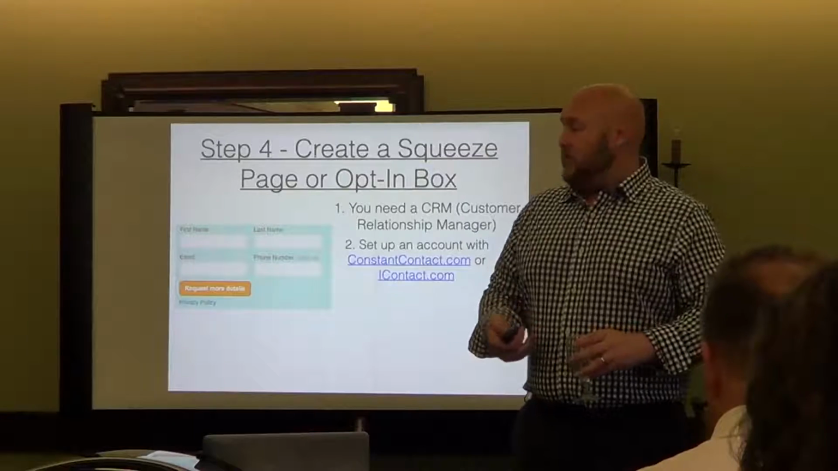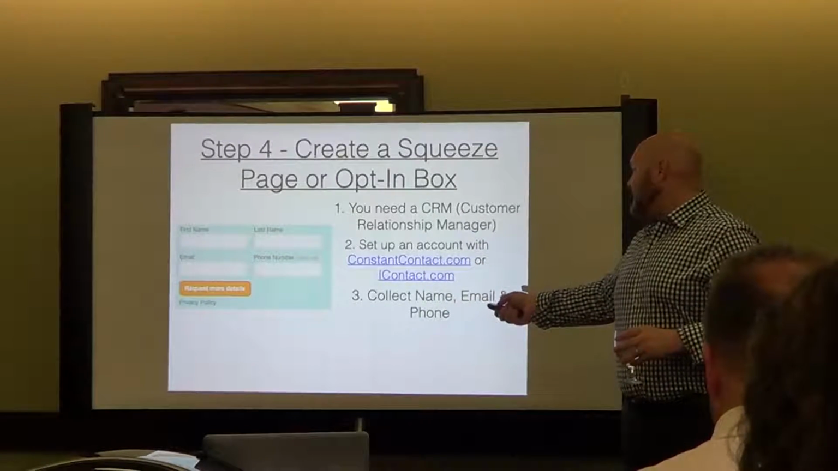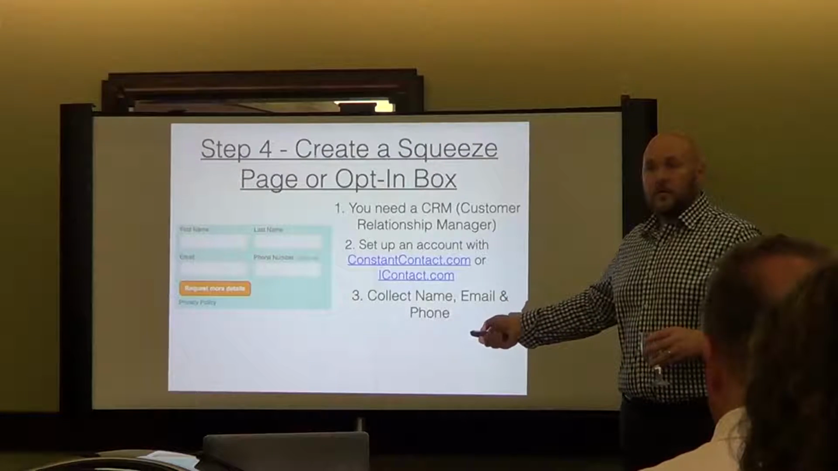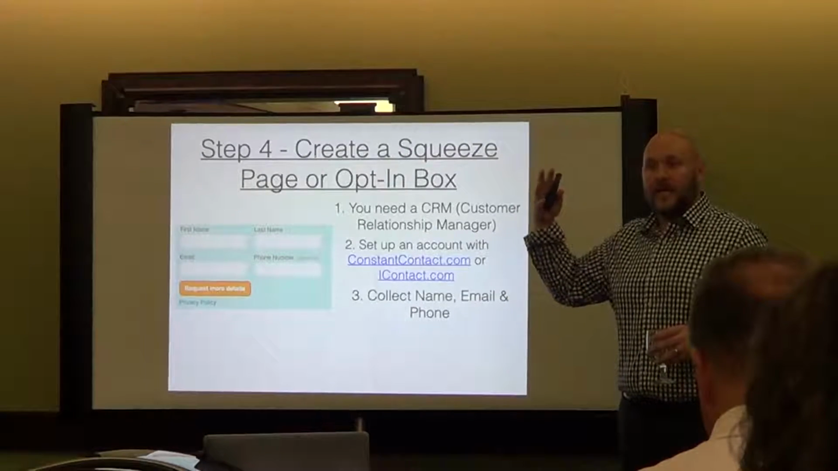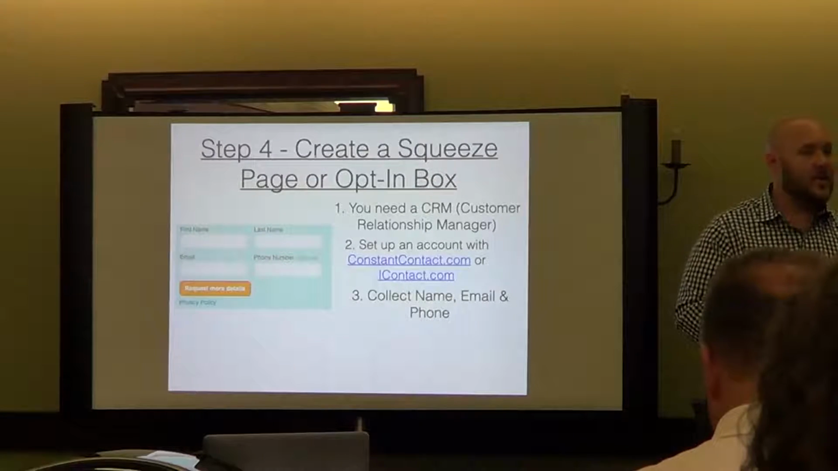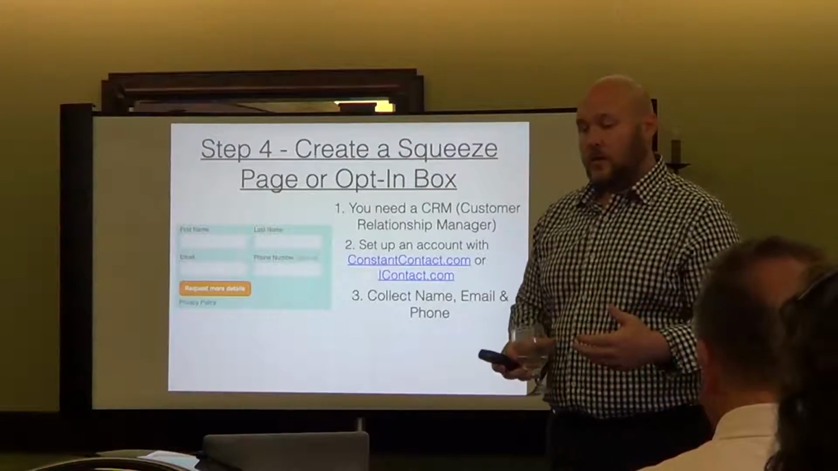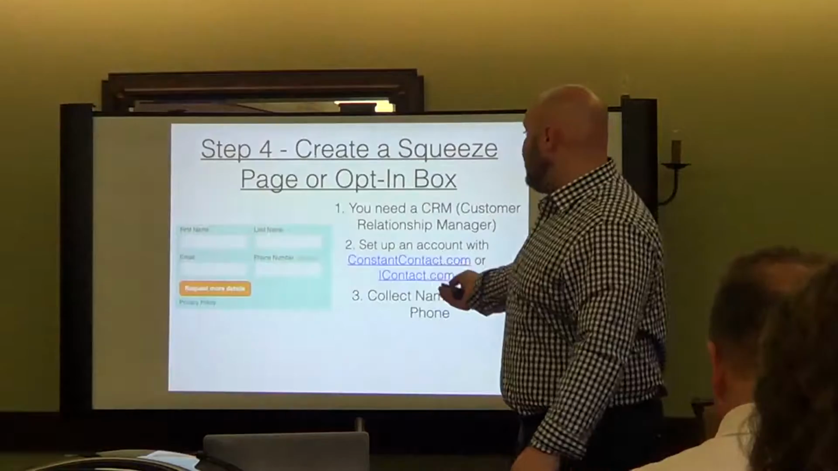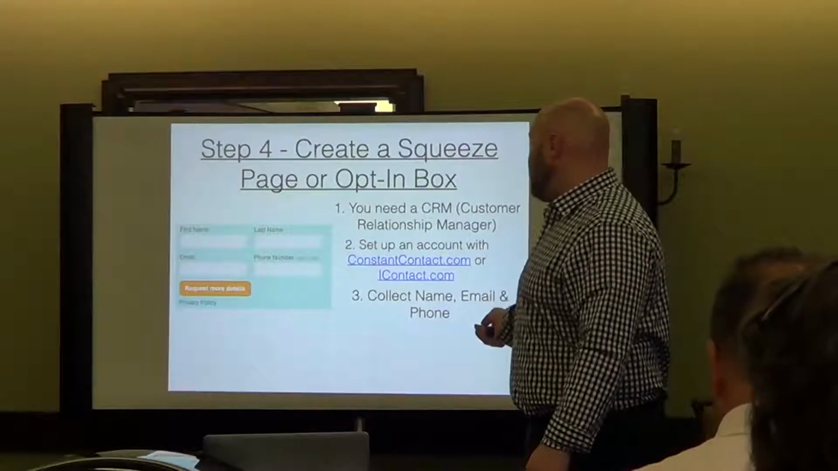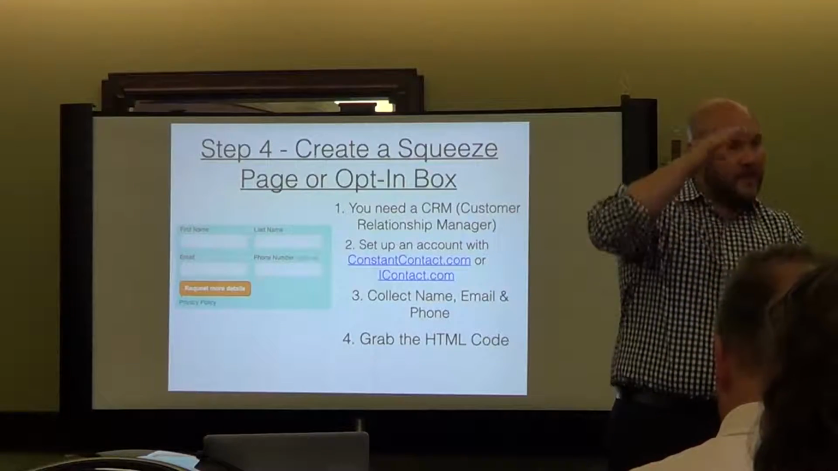Once you set up an account, you want to go in there, you want to log in, and you want to select first name, last name, email, and phone. Write those 4 things down, those 4 key criteria. Don't ask for any more information than that, because the odds are people aren't going to give it to you. You want to select that information, and then underneath, you want to grab the HTML code. You want to copy the code.